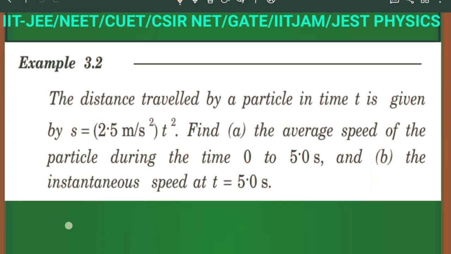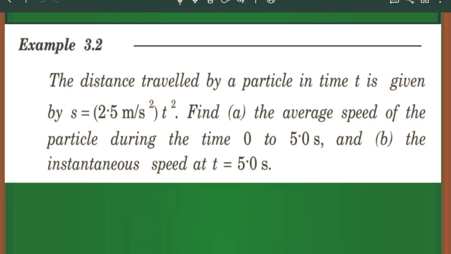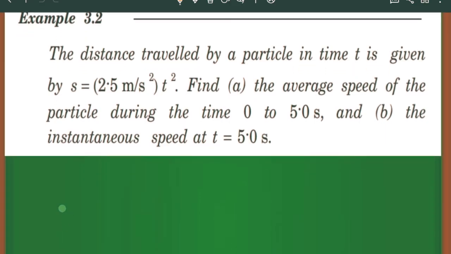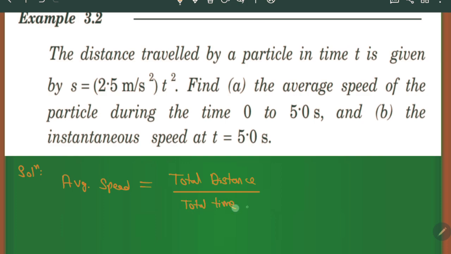Yeah. Now the next question is, the distance traveled by a particle in time t is given by this. Find the average speed of the particle during the time and the instantaneous speed, right? So in this what they are asking is the average speed. So average speed is basically total distance upon total time, right?